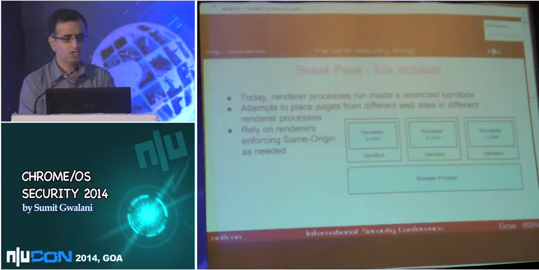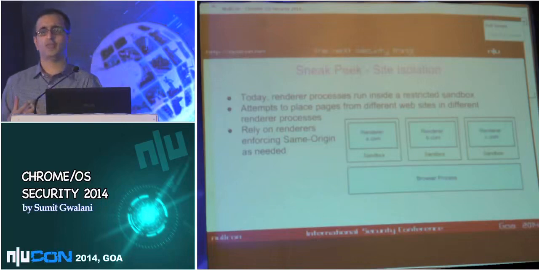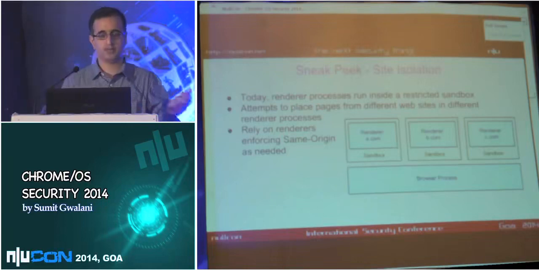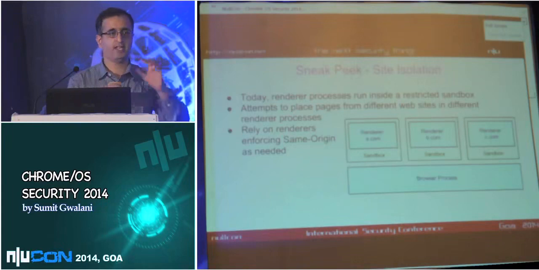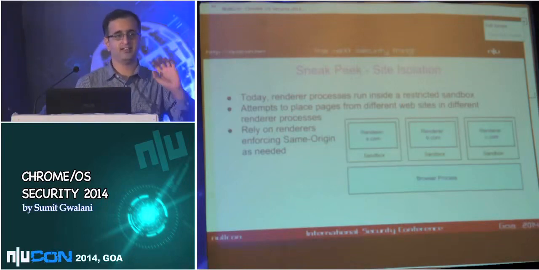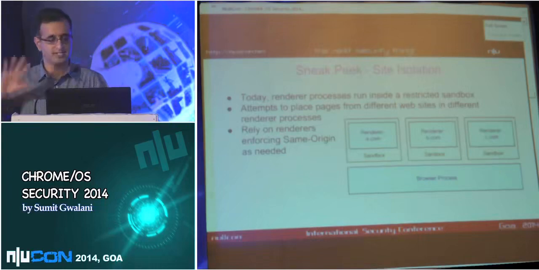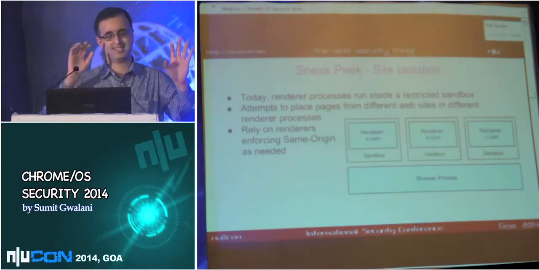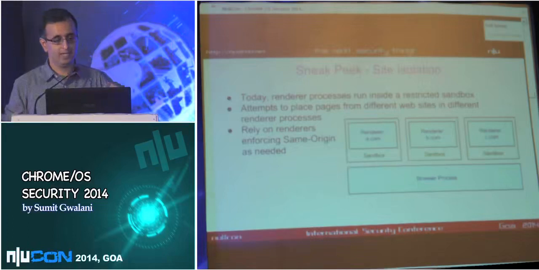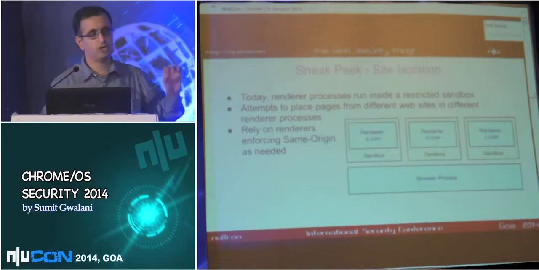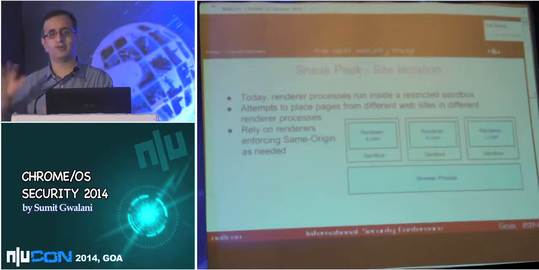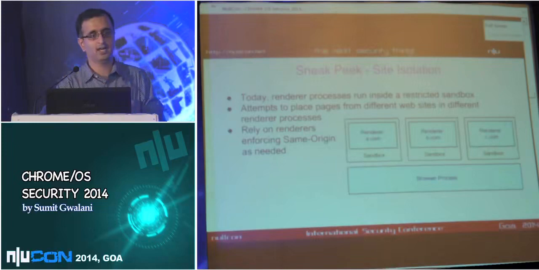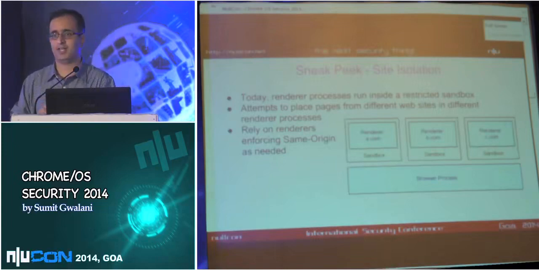So let's talk about the state of sandboxing today. Today, every Chrome browser renderer runs in a restricted sandbox. From a Chrome browser perspective, it will make a best attempt to keep every domain in a separate sandbox. So for example, A.com, B.com, and C.com are in separate sandboxes, separate processes. But that unfortunately doesn't always happen, and the reason for that is a few things.